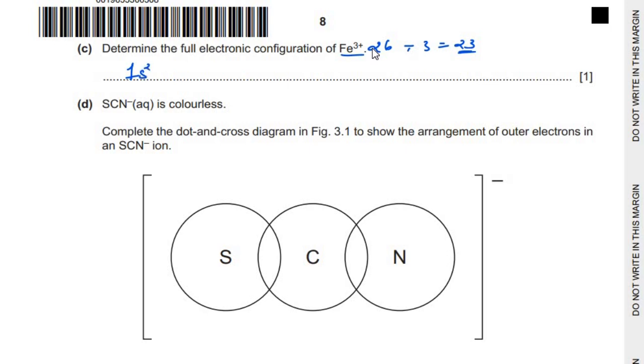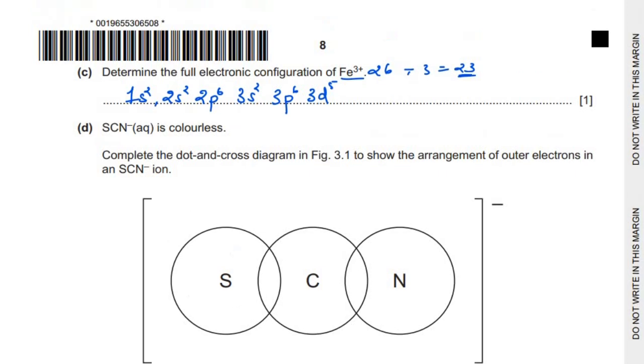So starting with 1s2, 2s2, 2p6, 3s2 and 3p6 are fully filled. Now we are still left with 5 more electrons, so those have to be in the 3d orbital. So now it is 3d5. So 3 electrons are removed in all, 2 from 4s and 1 from 3d, so it's left with 3d5 now.